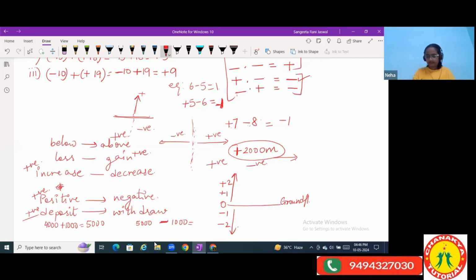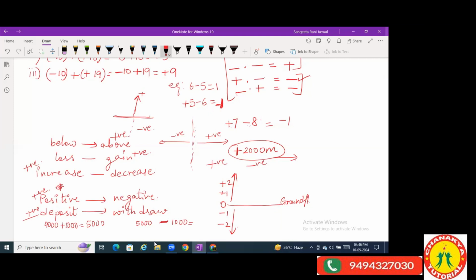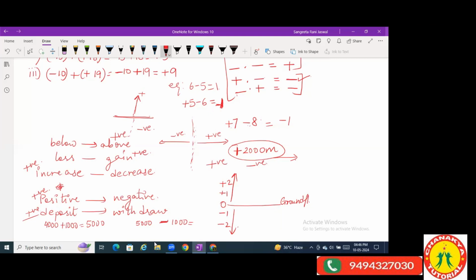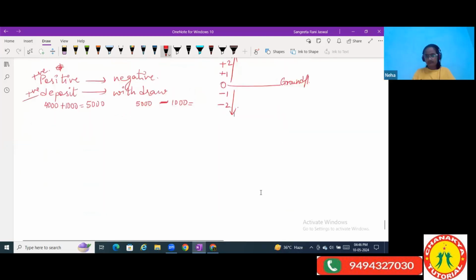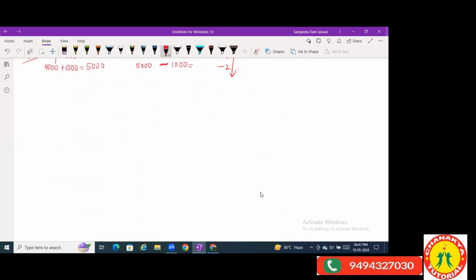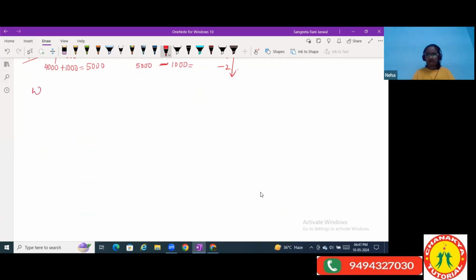Okay, so let's take some examples, just the opposites of these. Now suppose, let's see, let's write now. Write some opposites.